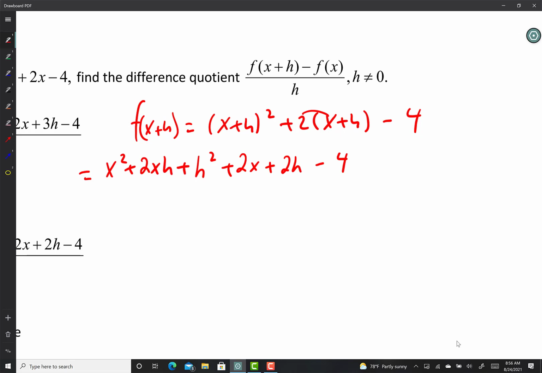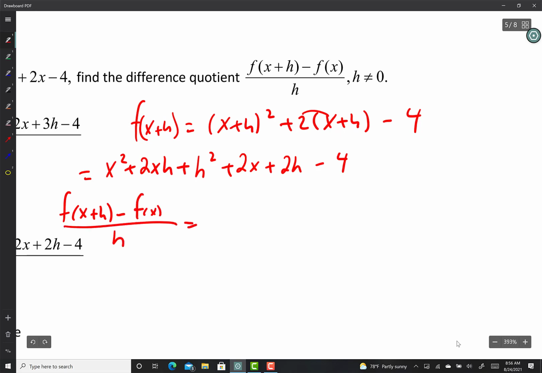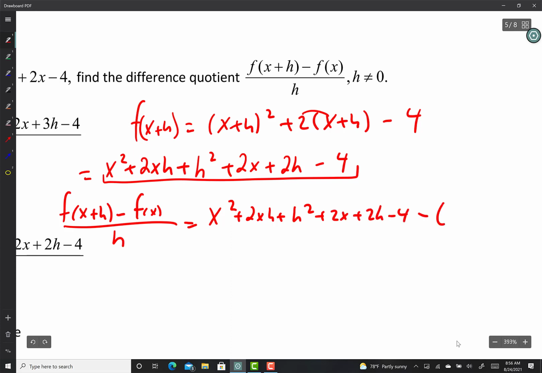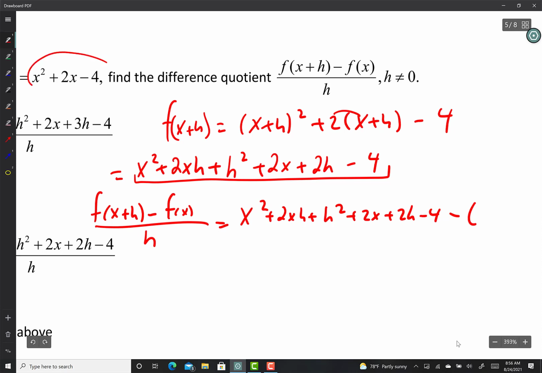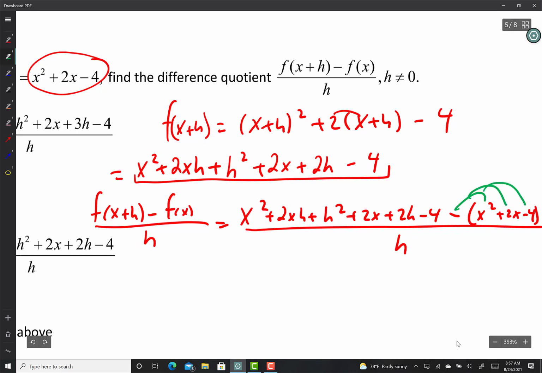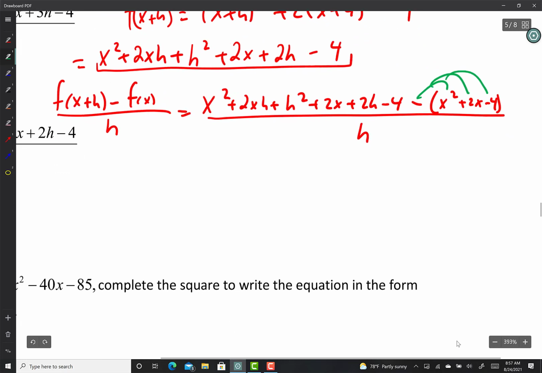Now I'm ready. So I'm going to write f of x plus h minus f of x all over h is equal to x squared plus 2xh plus h squared plus 2x plus 2h minus 4 minus, and then I'm going to write what f of x was. This guy right here. X squared plus 2x minus 4. All this is over h. I'm going to distribute that negative, guys.